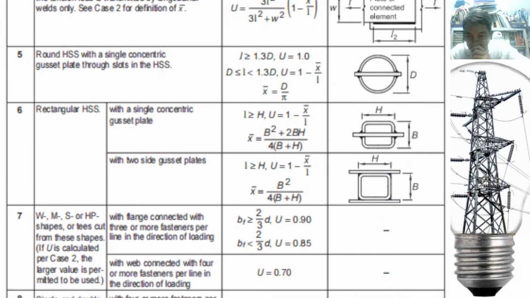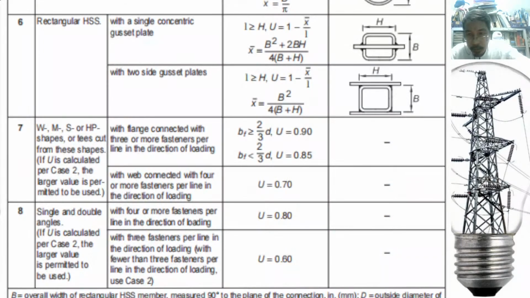Using our table, which case is this? Case number 8, meaning single and double angles. It is definite. It is not W, it is not M, it is not S, it is not HP. So it is angle, so angular. So this is our case number 8, just like what the book said.